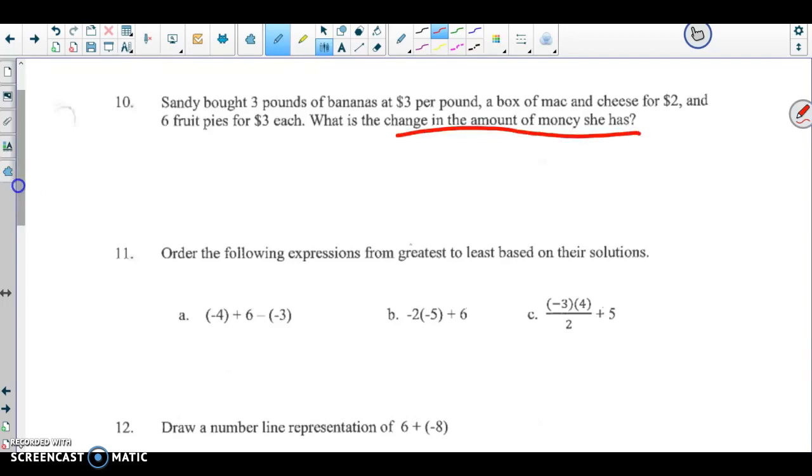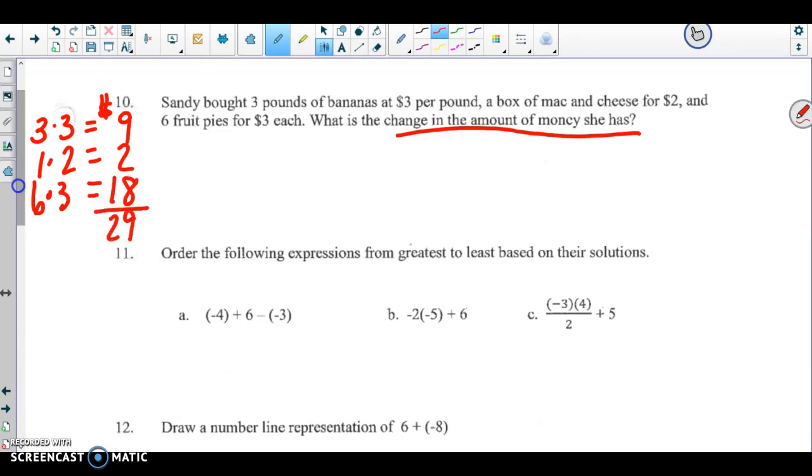So 3 pounds of bananas at $3 each is $9 for bananas. And then mac and cheese, there's just one of those at $2, so that's going to be $2 more. And then 6 fruit pies at $3 each is a total of $18. So she spent, if I add those up, a total of $29. So what is the change in the amount of money that she has?